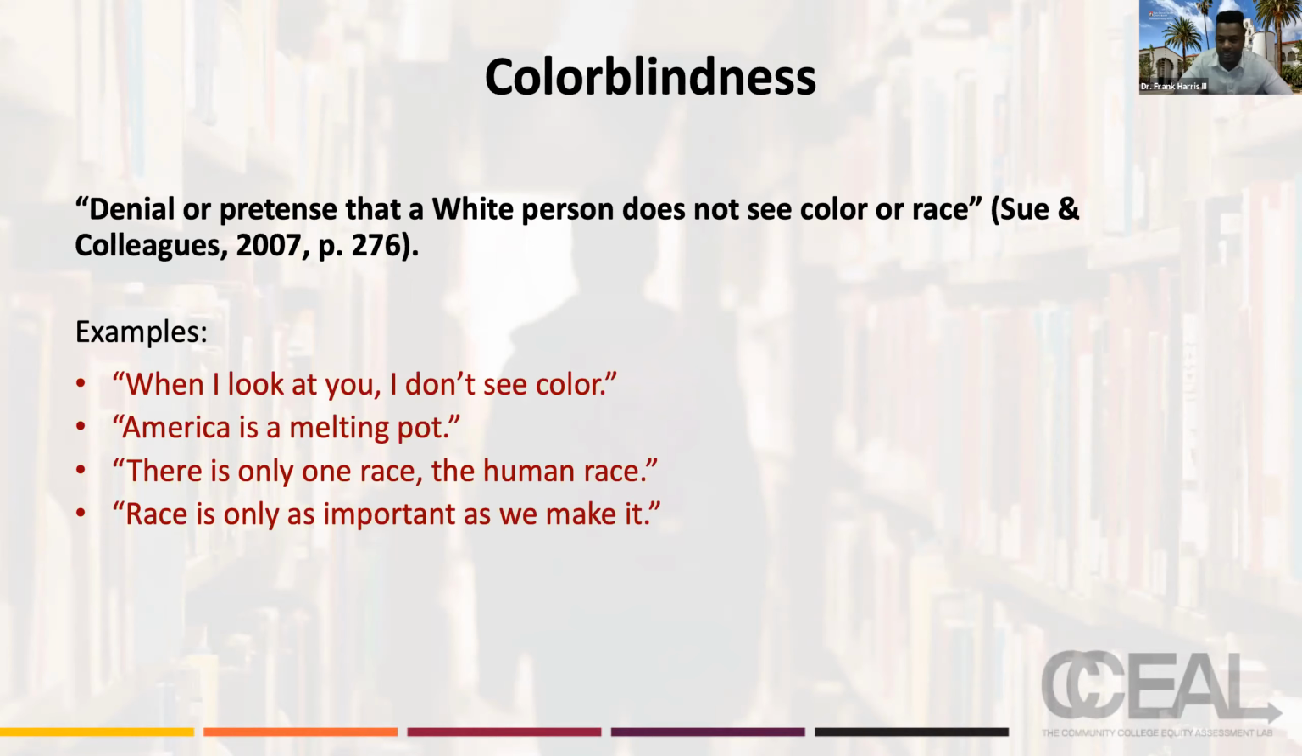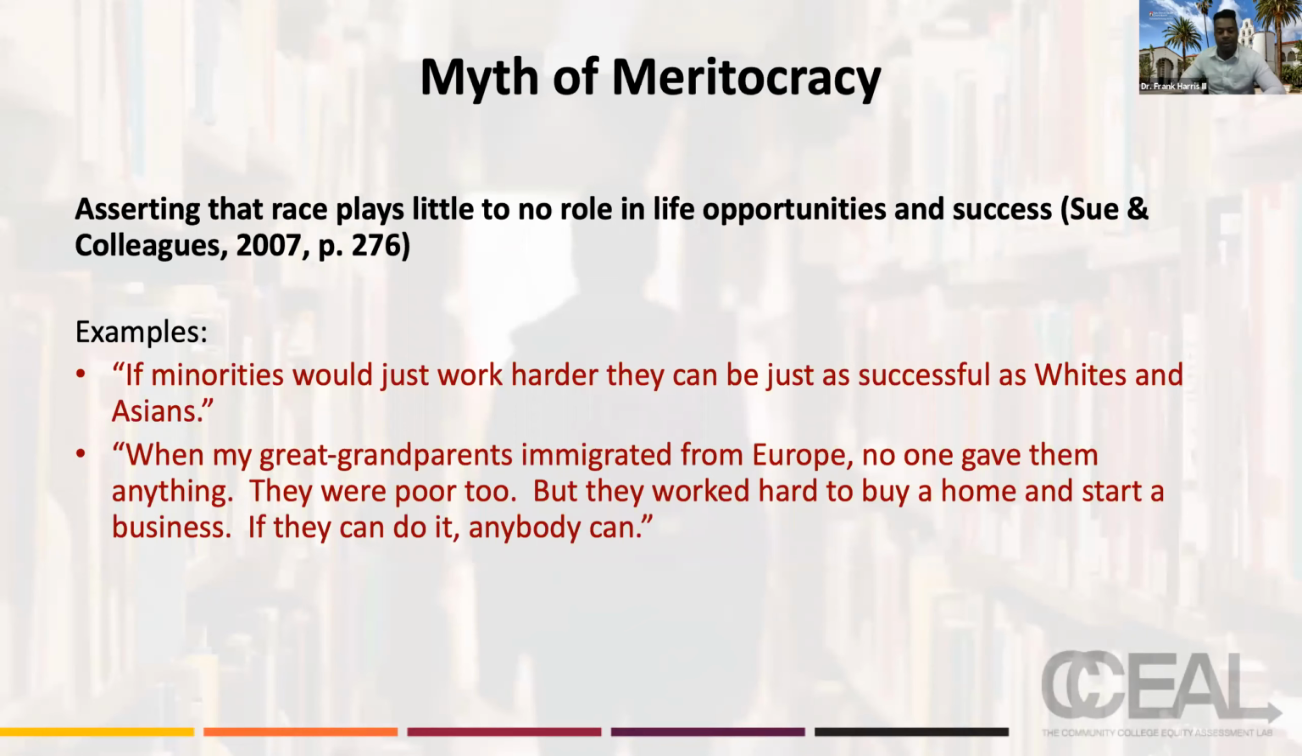So some examples we see here: when I see you, I don't see color. America is a melting pot. There's only one race, the human race. And race is only as important as we make it. Those are examples there. Okay, here's our last one. The myth of meritocracy.